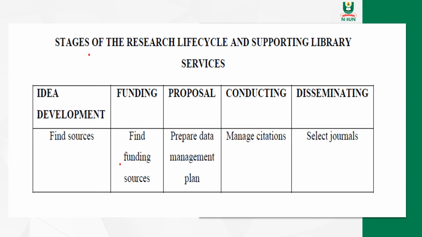And then the last stage is disseminating. Under disseminating, the researcher has to select journals, has to identify access journals in the field, high impact journals. The researcher has to manage copyright, has to cite grants, has to track research impact, and lastly, has to deposit his or her work in the digital repository. These are the 5 simple stages of the research life cycle and supporting library services.